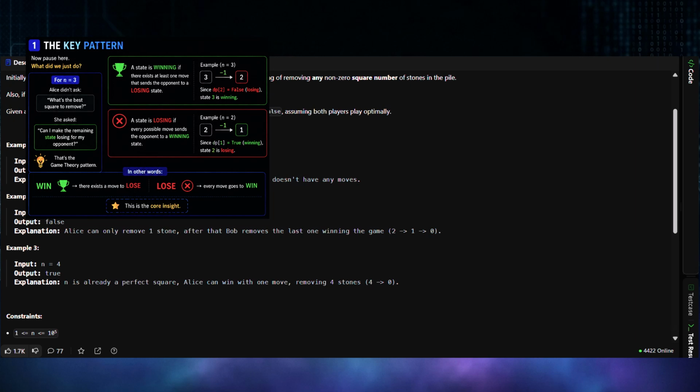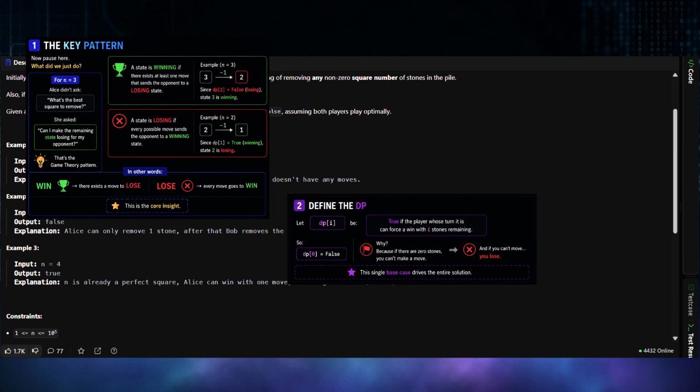That's the game theory pattern. A state is winning if there exists at least one move that sends the opponent to a losing state. And a state is losing if every possible move sends the opponent to a winning state. In other words, win means there exists a move to a lose. Lose means every move goes to a win. This is the core insight. Define the DP. Let's define dp[i] as true if the player whose turn it is can force a win with i stones remaining. So, dp[0] equals false. Why? Because if there are 0 stones, you can't make a move.